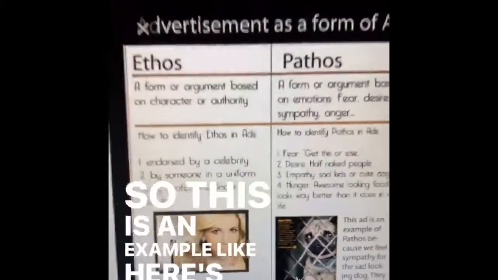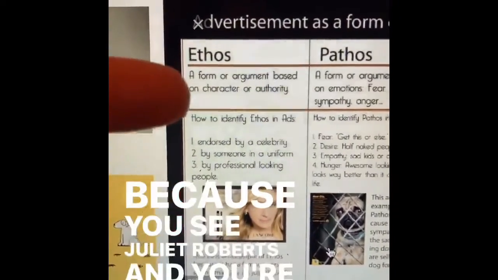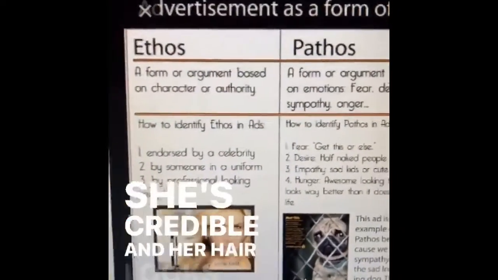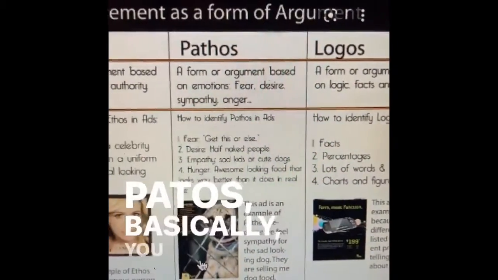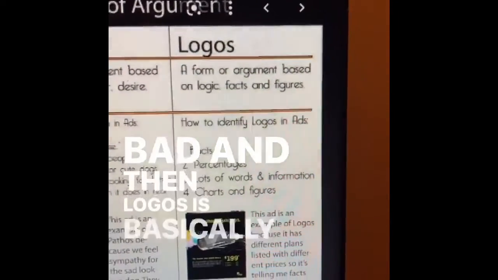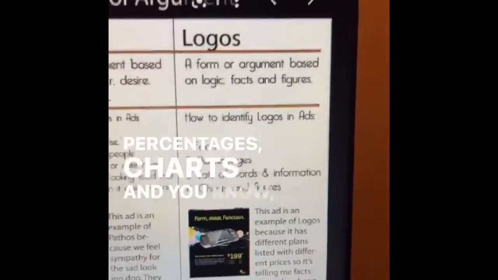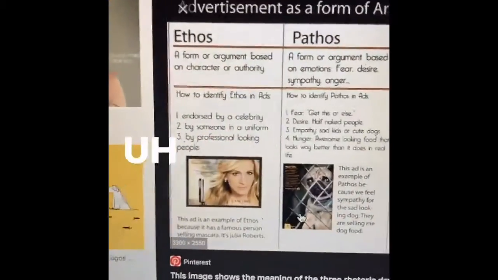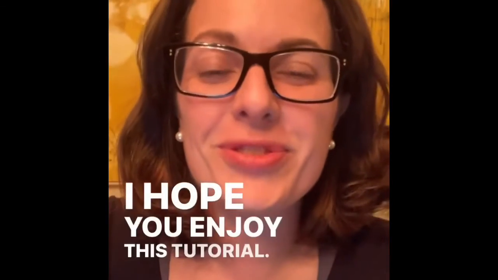Like here's ethos, right? Because you see Julia Roberts and you're like, oh, okay, she's credible and her hair looks amazing. Let me buy that. Pathos, basically your emotions, you see the animal. And then logos is basically when you have facts, percentages, charts. That's basically the three parts of the rhetorical triangle. I hope you enjoyed this tutorial.